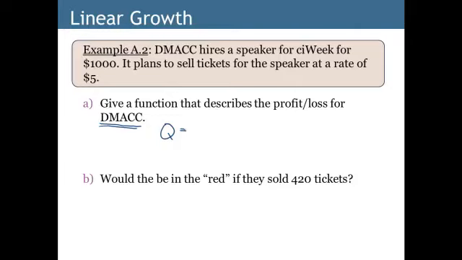If this is DMAC's perspective, if we pay a speaker, that means we've initially paid out $1,000. So in terms of DMAC, that's negative $1,000. So you've got to be very careful. What's our rate? Well, that's $5 per ticket. And so 5 times T. In this case, T is actually not time. Turns out it's the number of tickets.